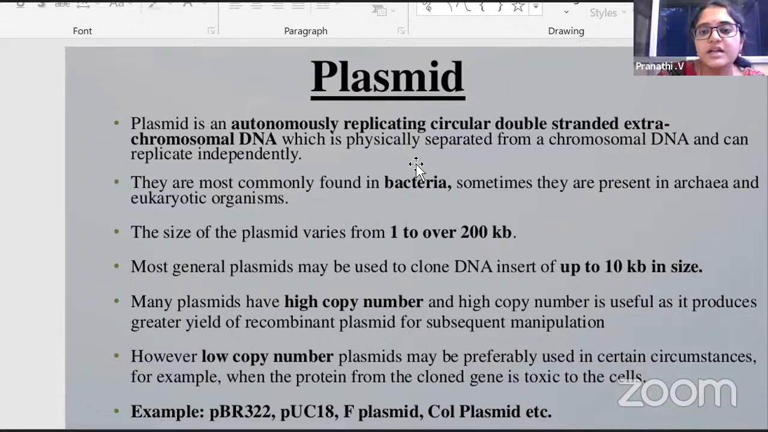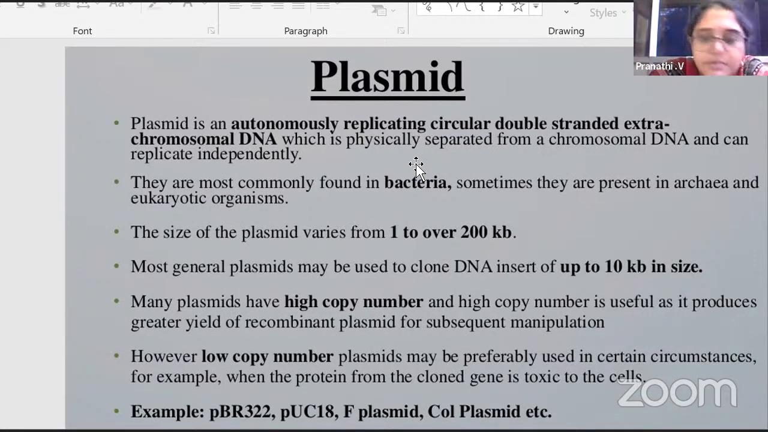So plasmid is a double-stranded extra-chromosomal DNA that is present in bacteria. It is physically separated from the bacterial chromosomal DNA and it is capable of replicating independently. Size is around 1 to 200 kilobases and the DNA is around 10 kilobases in size. They can have a high copy number, meaning high reproducibility, and low copy number plasmids are usually used when the protein from the cloned gene is toxic to the cells.